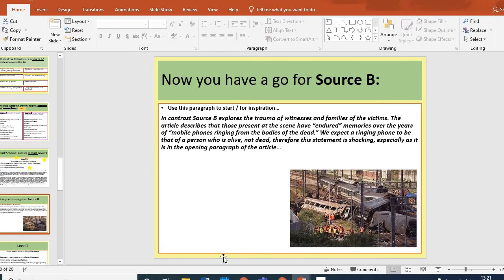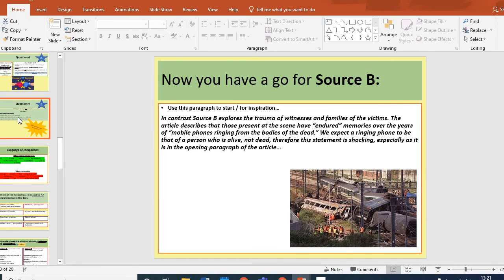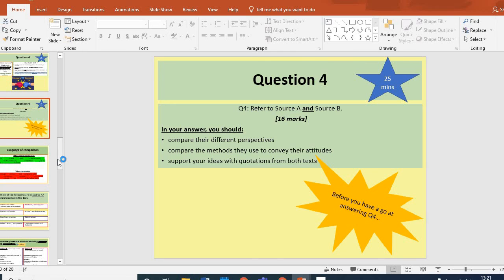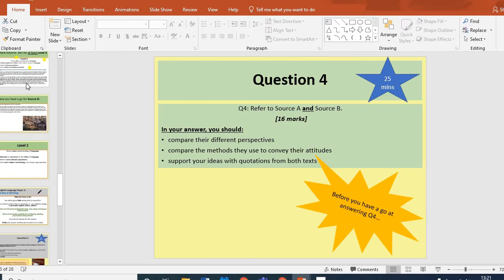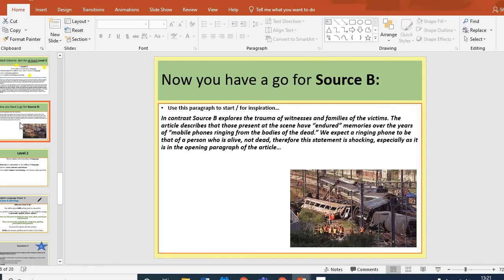Now, I'd like you to have a go at answering question 4 here for source B. So I've given you an insight into what you might want to put for source A, but I'd like you to do the same for source B. And you can use this paragraph for your inspiration.